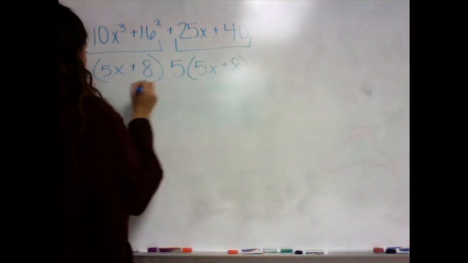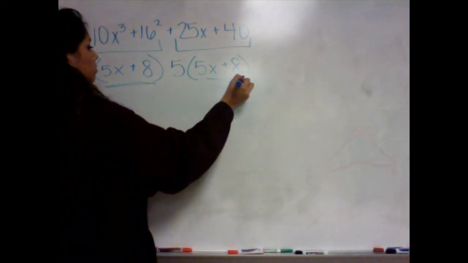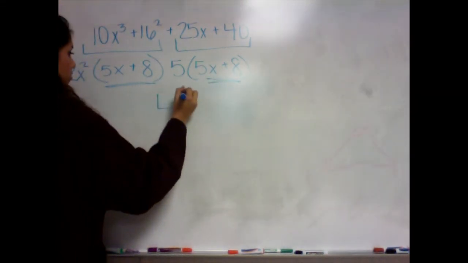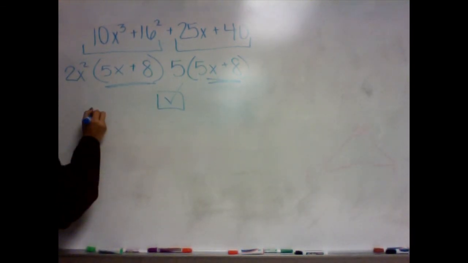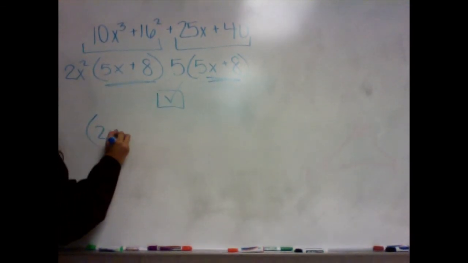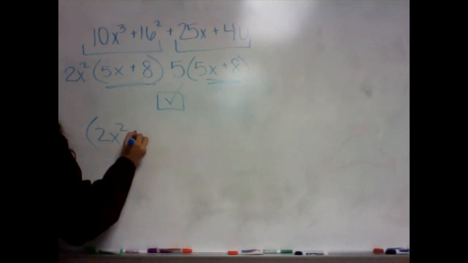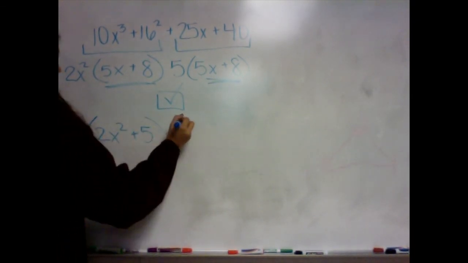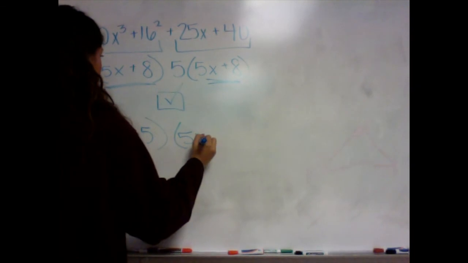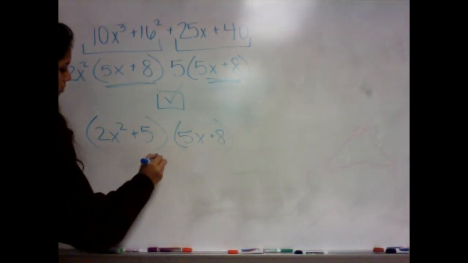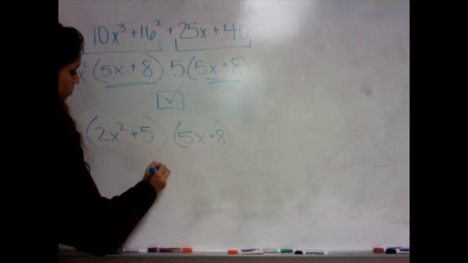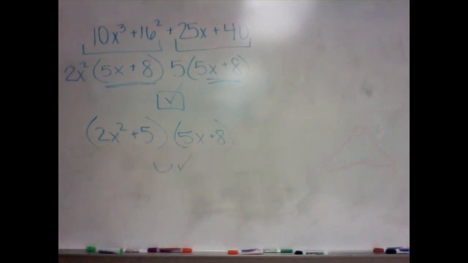As you can see, what's in the parentheses on both sides is the same, and as we said earlier, if so, good. In the end, you are left with 2x squared plus 5, which is what's left over, and 5x plus 8, which is correct because it is in both sides of the parentheses. Smiley face, check mark.